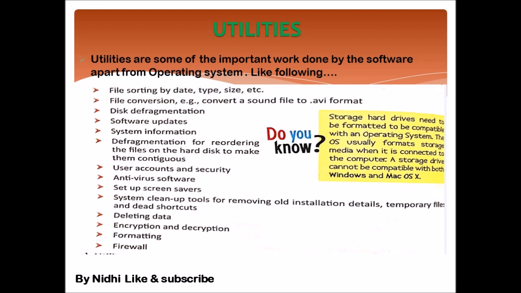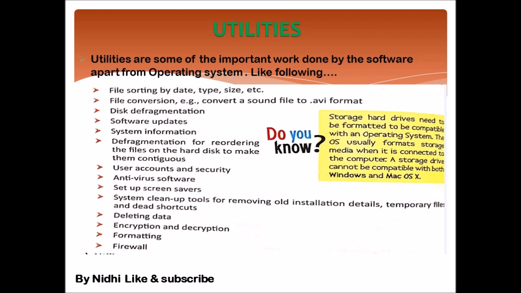You can say utilities are some of the important work done by the software apart from operating system. So these utilities are doing many types of functions. For example, they are used for sorting files by data type, size, etc. They are also used for file conversion, like converting a sound file to .avi format and other formats. Disk defragmentation is also a part in which memories are freed that are no longer in use, or that are used by the fragments.